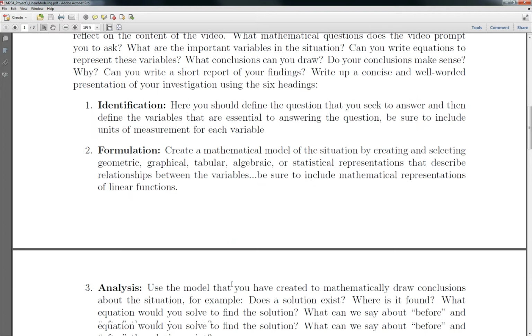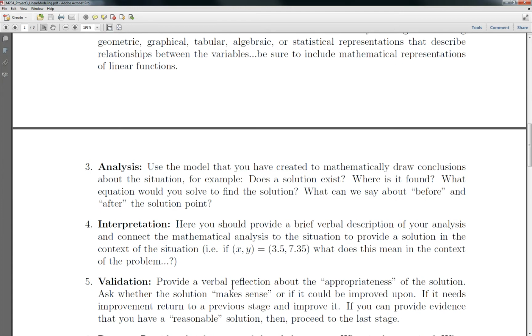So in terms of analysis, use the model you've created to mathematically draw conclusions. So for example, does a solution exist? Where is it found? What equation would you solve to find it? And what can you say about before and after the solution point? And then, once you have the analysis done, move on to interpreting the solution.